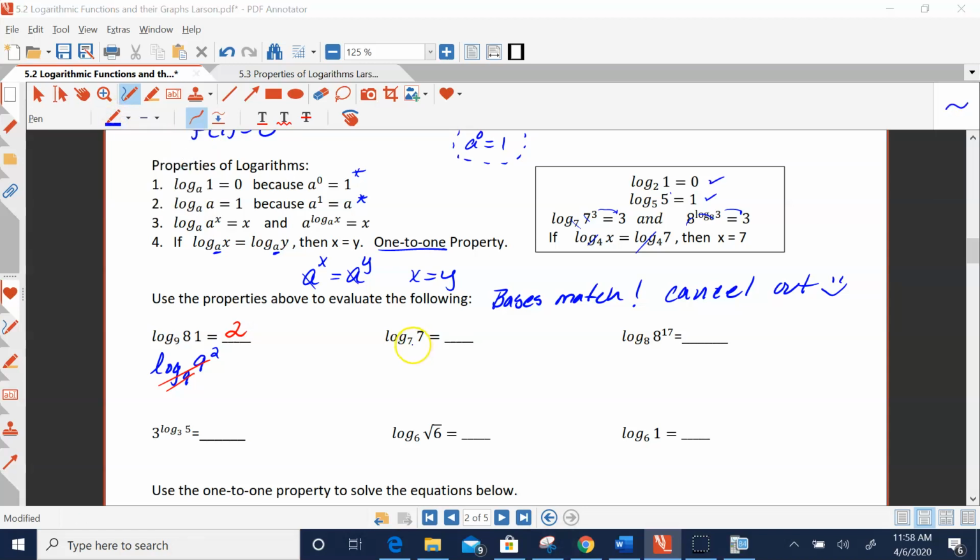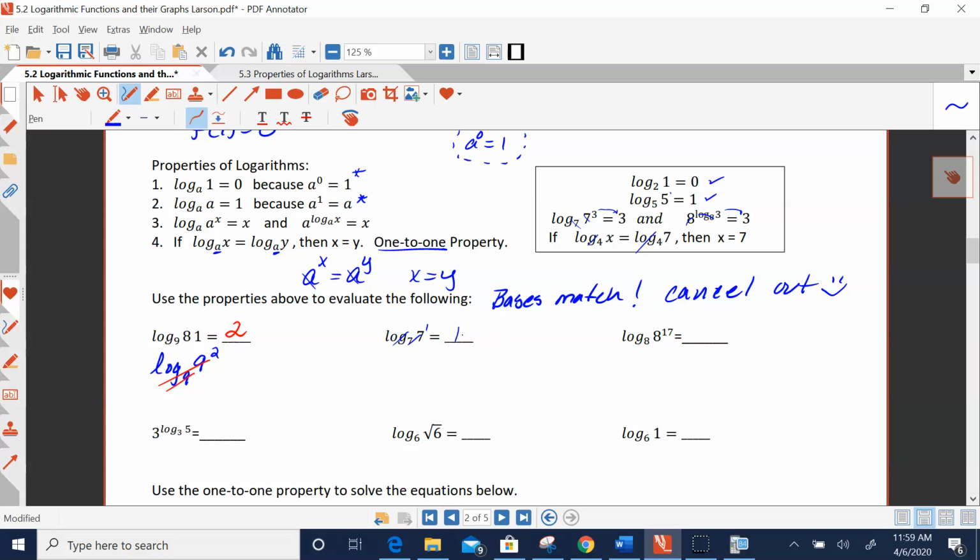Take a look at this next one. I've got a base of 7, log base 7 of 7. So those two 7s match. What's the exponent on that 7? It's 1. So they match. The answer is 1.